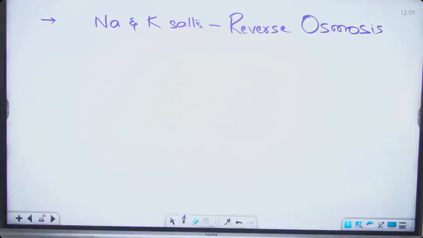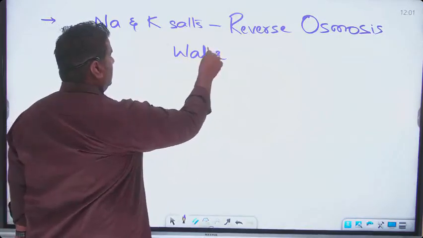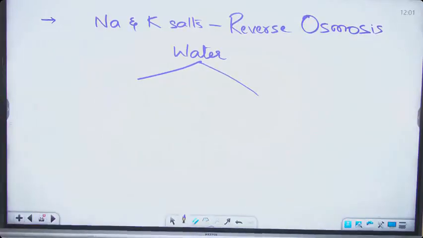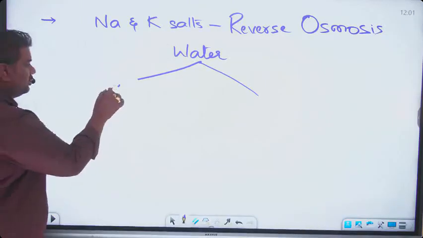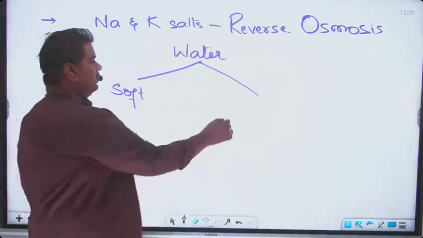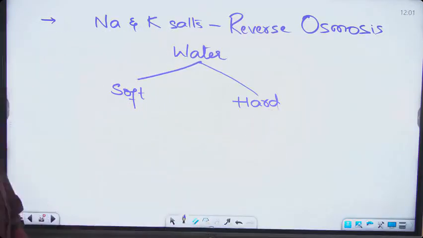Right? Then at the same time, the moment you're talking about the case of water, in general we have got two different types of water. One is soft water and the other one is known as hard water. Guys, I hope it is clear.